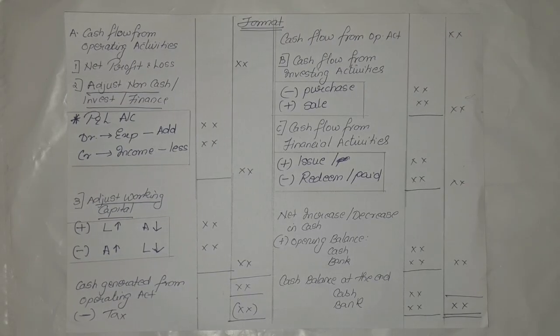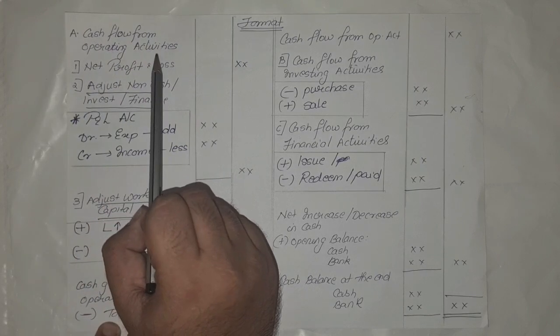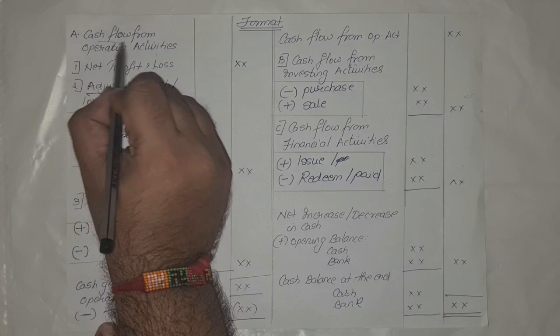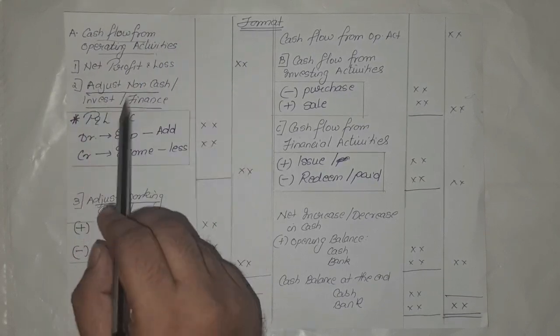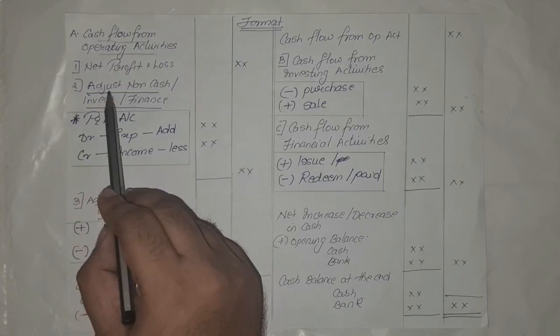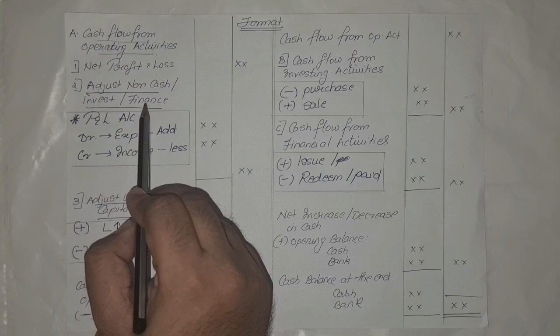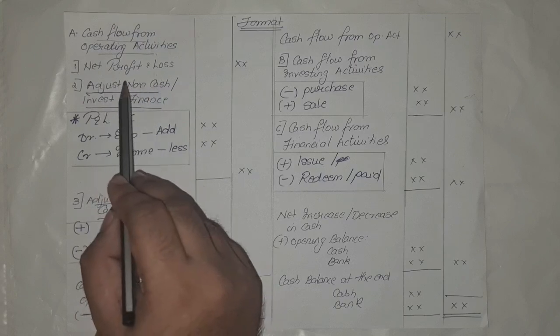Now let us discuss the format to solve the cash flow statement. Remember, there are certain categories which you need to understand which are a part of cash flow. The very first thing is always cash flow from operating activity. Under this, so this is like your main heading, we start with number one, net profit or loss. Second, adjust non-cash items, investment and finance related to non-cash.